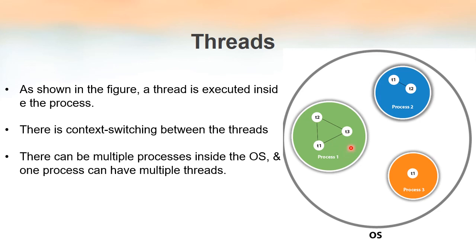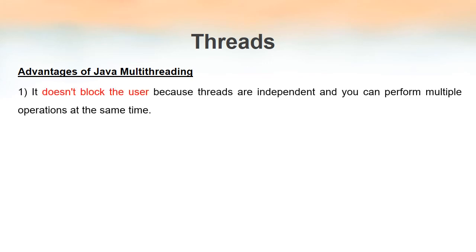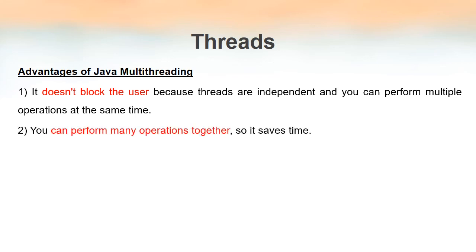So all threads are within a process. Threads can be defined as sub-processes, and since they share the same memory area as that of the process, we can say it's a lightweight process. We will see some of the advantages of using multi-threading. First of all, it does not block the user because threads are independent. If you have multiple threads, the threads are not going to block the user from doing anything. The user can do their own work, threads will do their own work. So we can perform multiple operations at the same time without getting affected by each other.